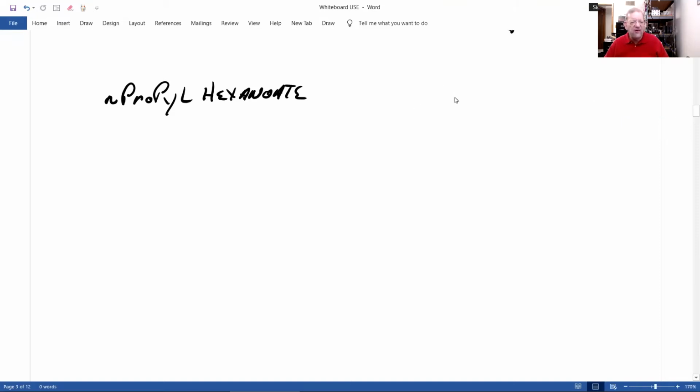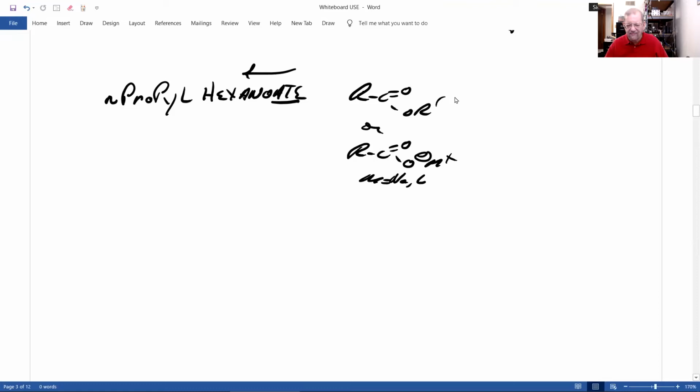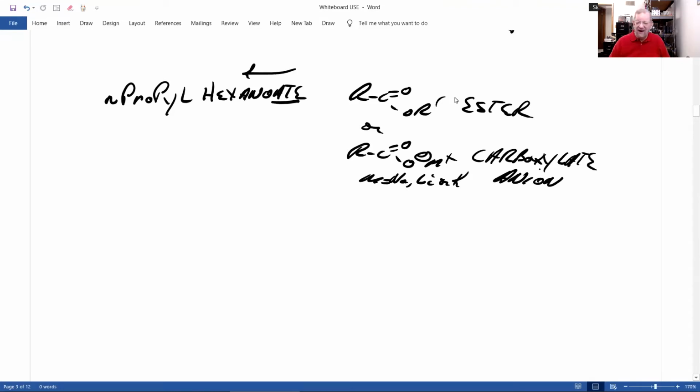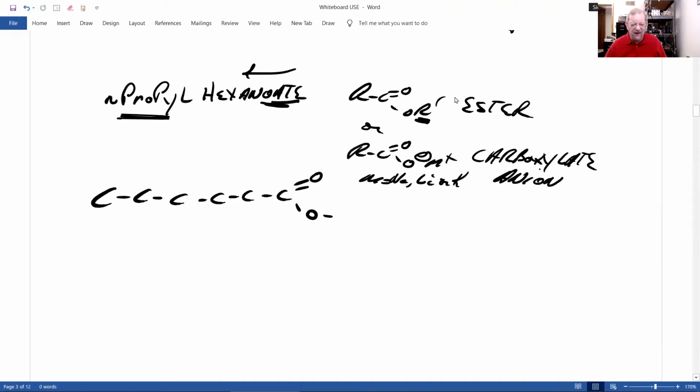How do you decode this? You start this way, see OATE, that could be ester or carboxylate anion. Some people call carboxylate anions carboxylate salts, and they are. All right, if this were an E, hexane, six carbons. And carbon, carbonyl, oxygen, then it's an ester, because you don't see an element in front. And what's N-propyl? Three carbons, the N carbon is attached to that.